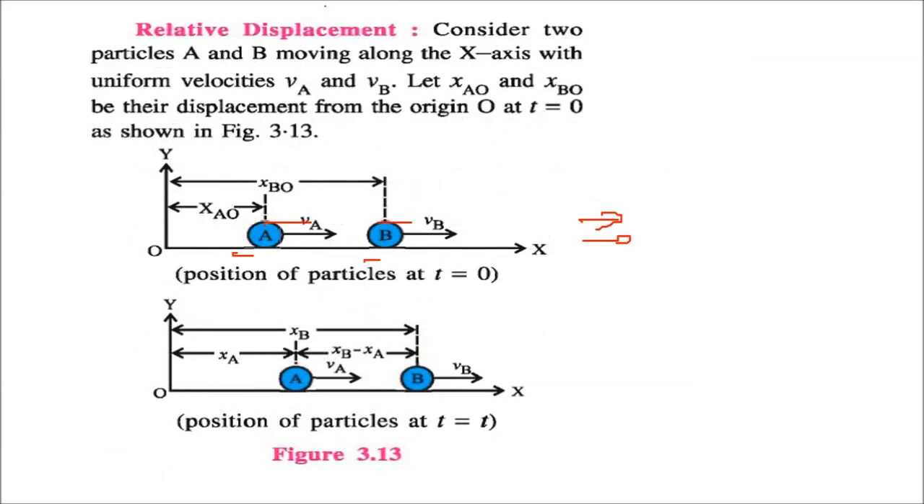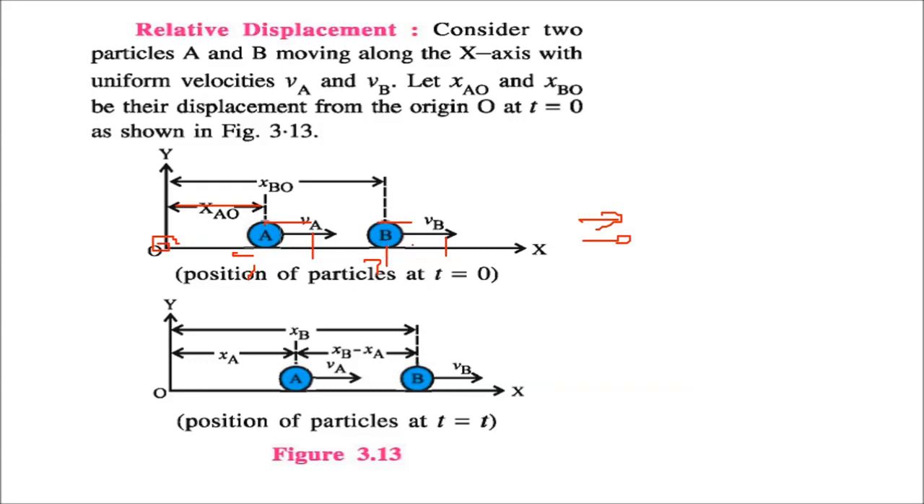What is the relative displacement? We consider two particles, say A and B, which are moving along the x-axis with uniform velocities VA and VB. Now this is the distance XAO. XAO is the displacement from origin at time t equal to 0.